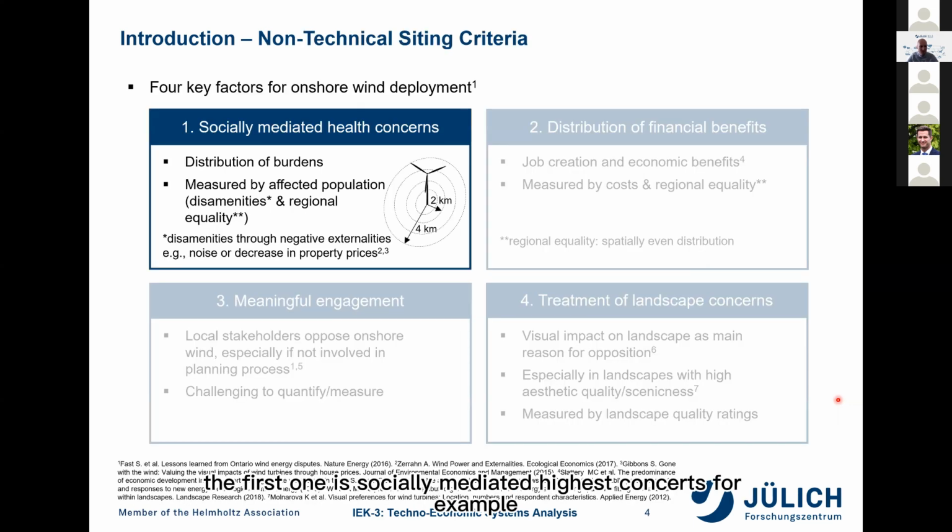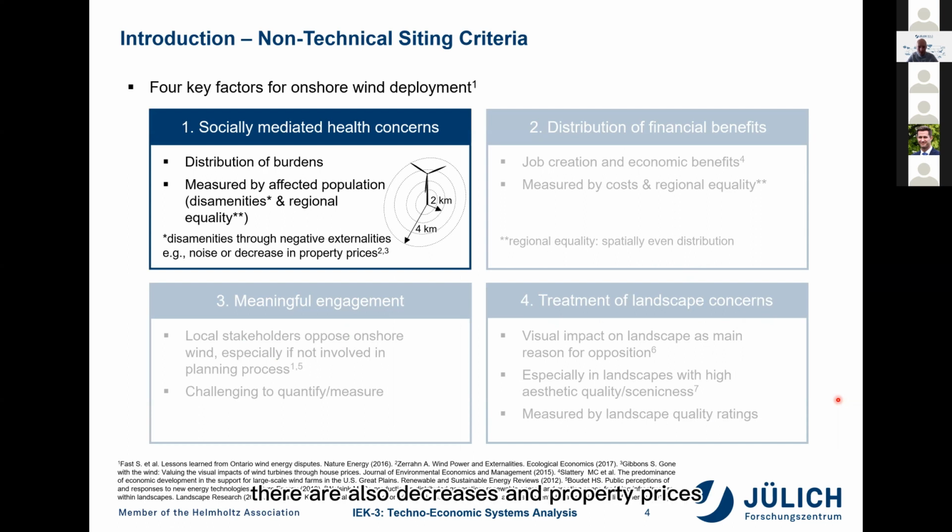deployment. The first one is socially mediated health concerns, for example, through negative externalities like noise, or there are also decreases in property prices. So there are some burdens which need to be distributed among inhabitants, and this could, for example, be measured by the affected population, on the one hand disamenities, or on the other hand the turbines could be more evenly distributed, which would mean more to increase the regional equality of the distribution.